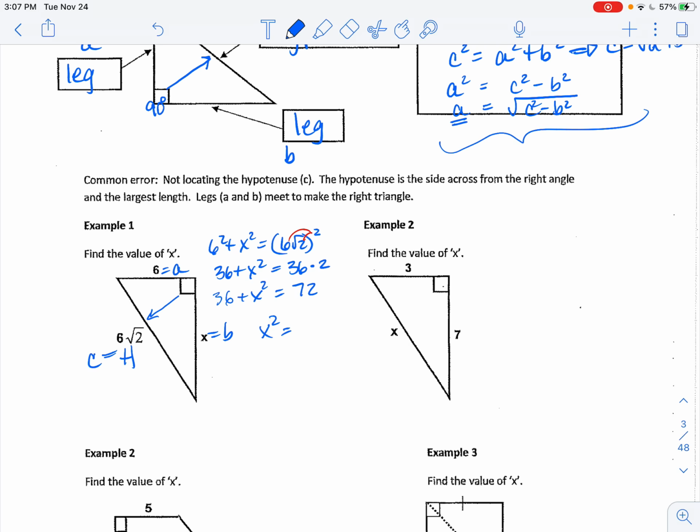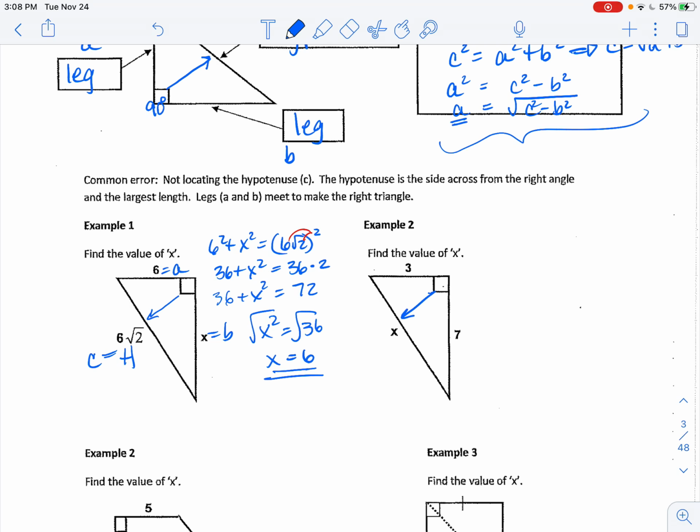Now subtract 36 on both sides. And then if I take the square root, x is equal to 6. In this case, normally when you take a square root of something, you would have a positive and a negative value. But because it's the length of a side of a triangle, it's only going to be the positive. All right, let's try example 2.